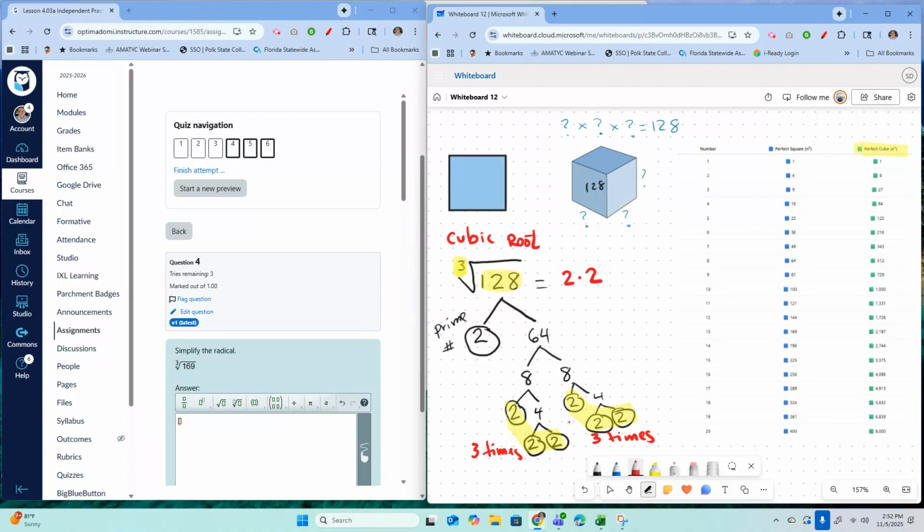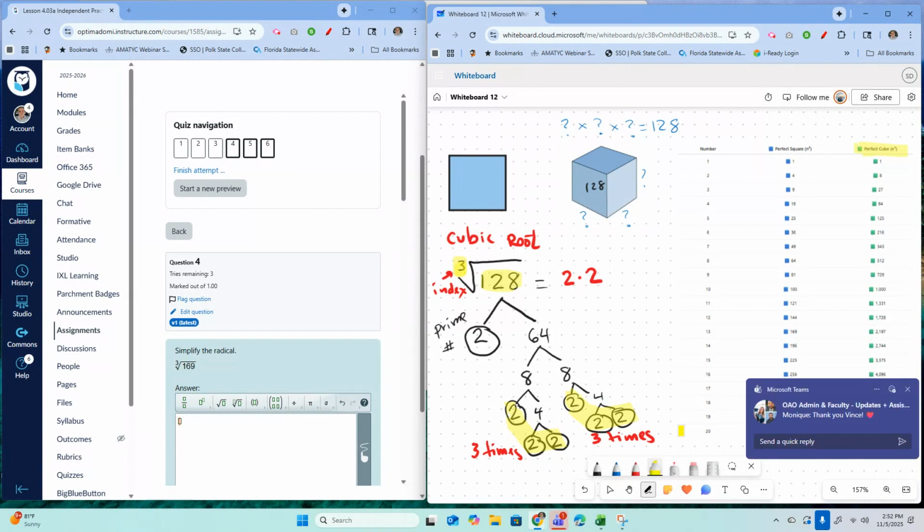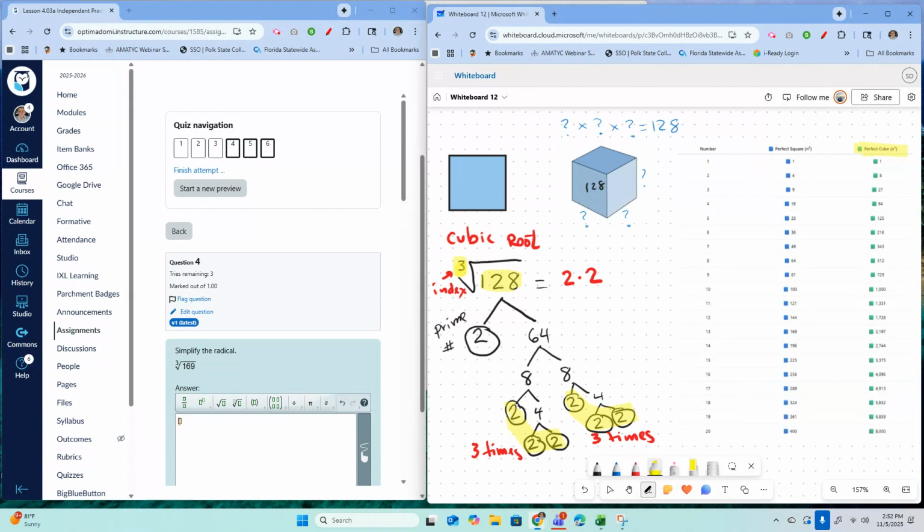Why am I interested in 3 times? Because that's my index. The index tells you how many times you want a number repeated. And then if you notice, there is no other number repeated 3 times. So the only thing I have left is the 2.